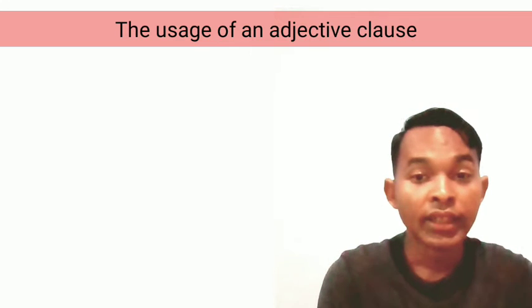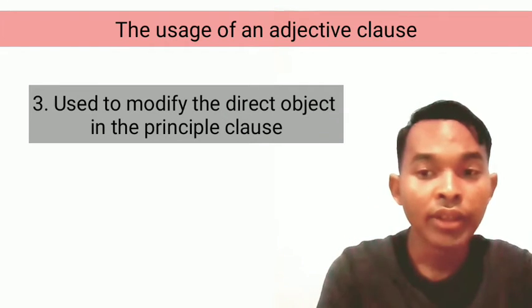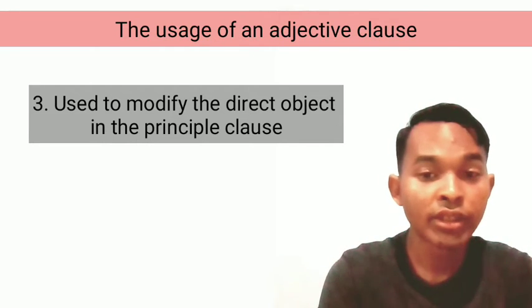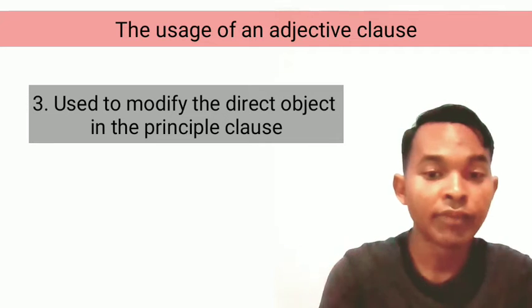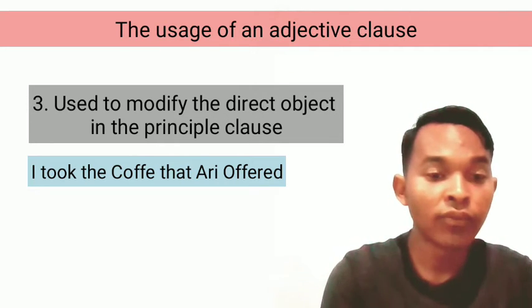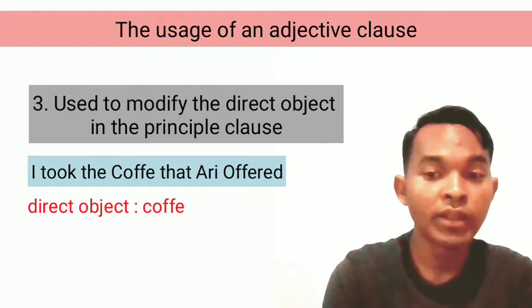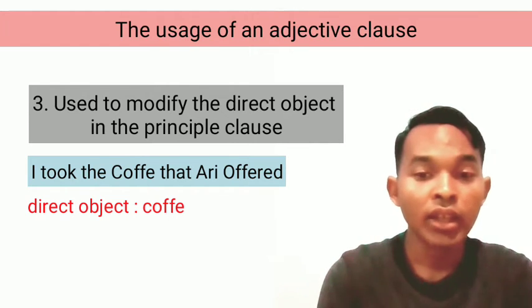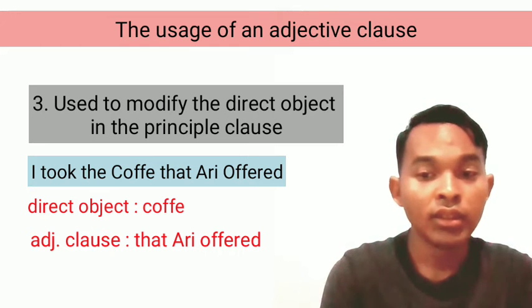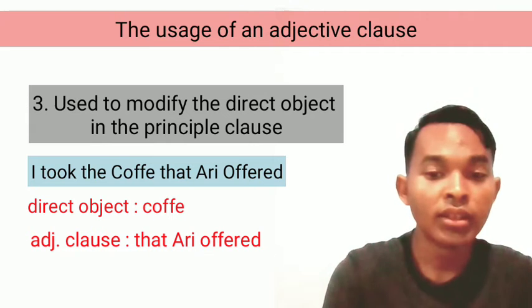Number 3. An adjective clause can be used to modify the direct object in the principal clause. For example, I took the coffee that Ari made. Coffee is the direct object in the principal clause. I took the coffee. The adjective clause that Ari made modifies the noun coffee.